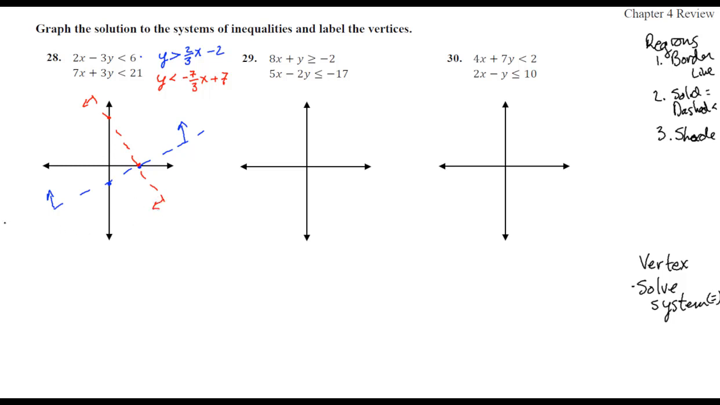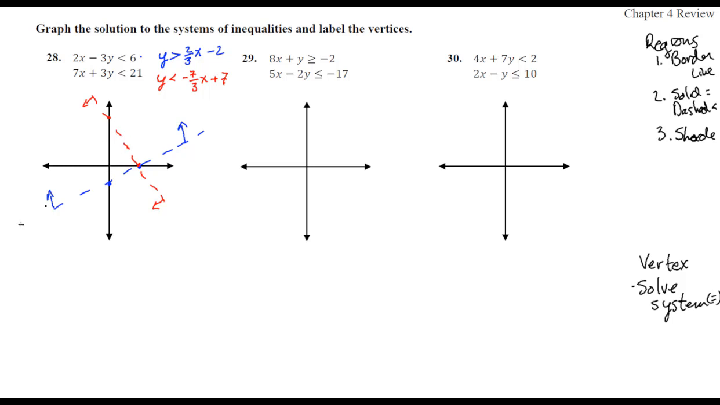And again, on each of these, we could double check that we are correct in our shading. We could pick a random point and see if it will work. For example, on the blue one, if we picked 0, 0, we could stick it in here or here. 0 minus 0, is that less than 6? Yep, so the blue would indeed shade 0, 0, not the other side. Or if we put it in here, 0 greater than 0 minus 2, same effect. On the red line, if we put in 0, 0, is 0 plus 0 less than 21? Yes, it is. Or is 0 less than 0 plus 7? Yes, it is. So both of them are shaded on the side where 0, 0 is.